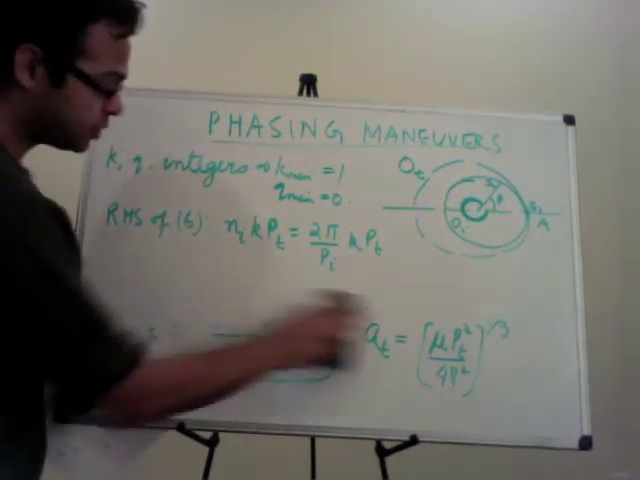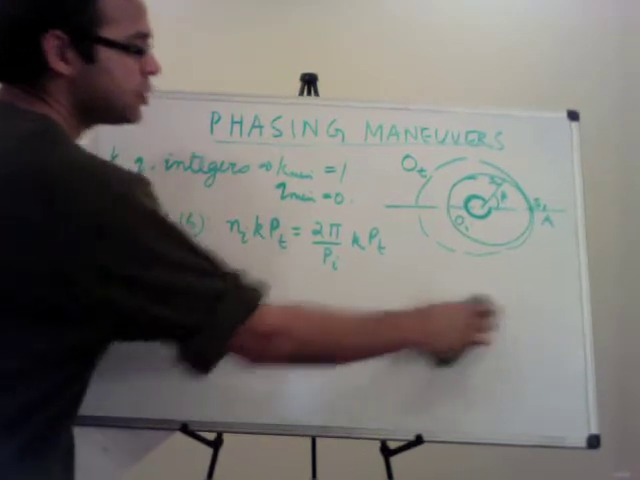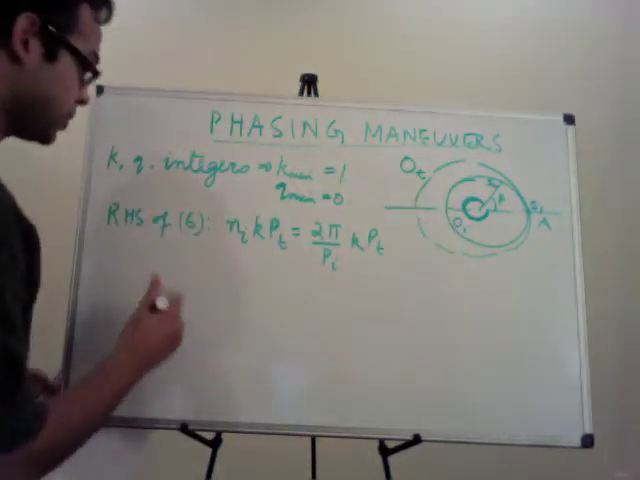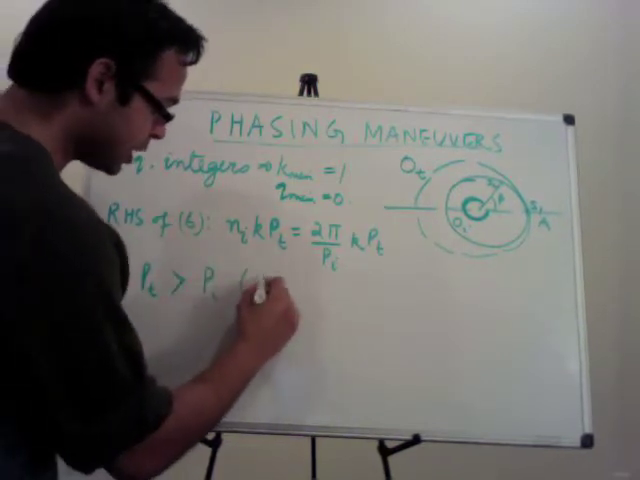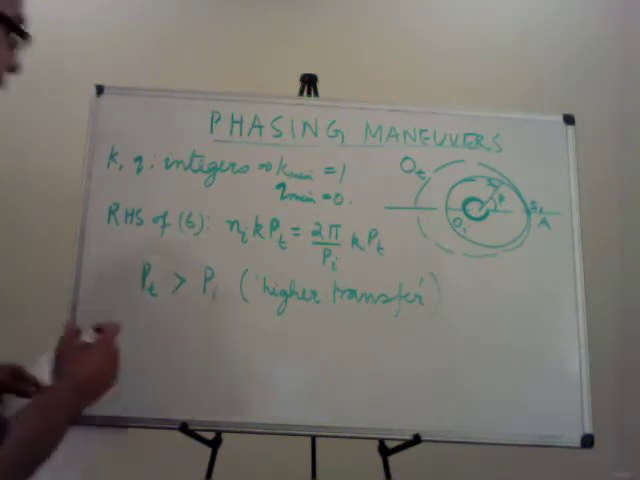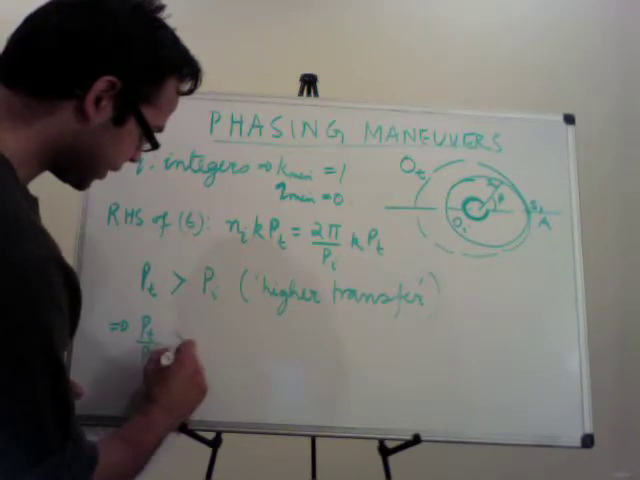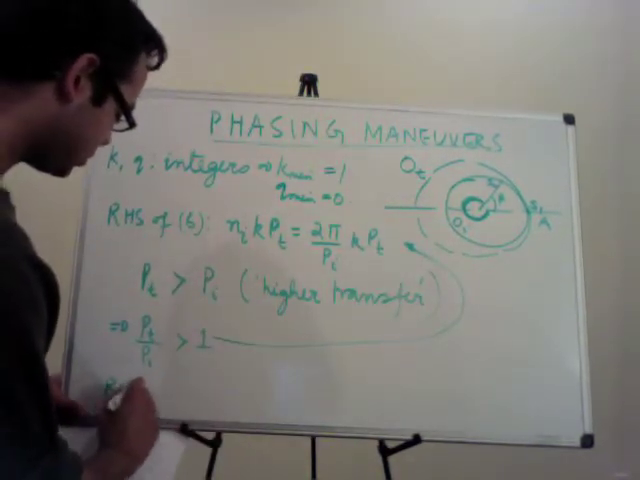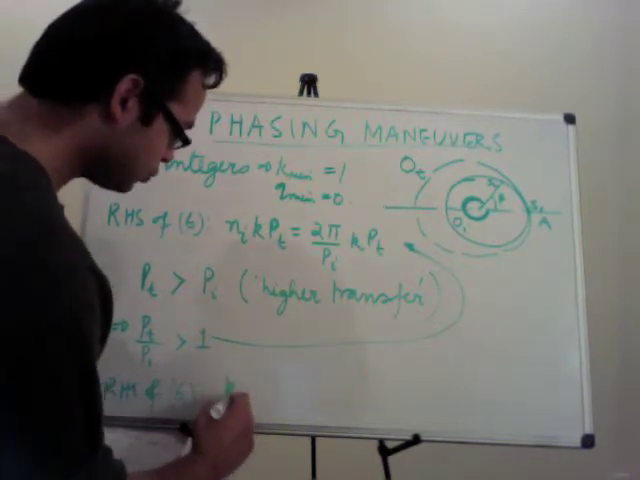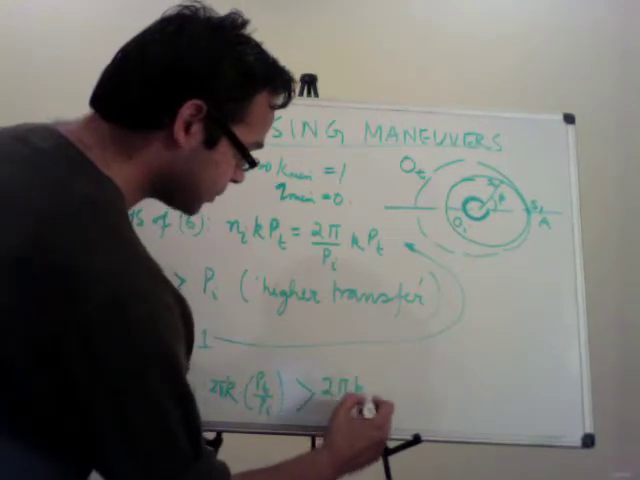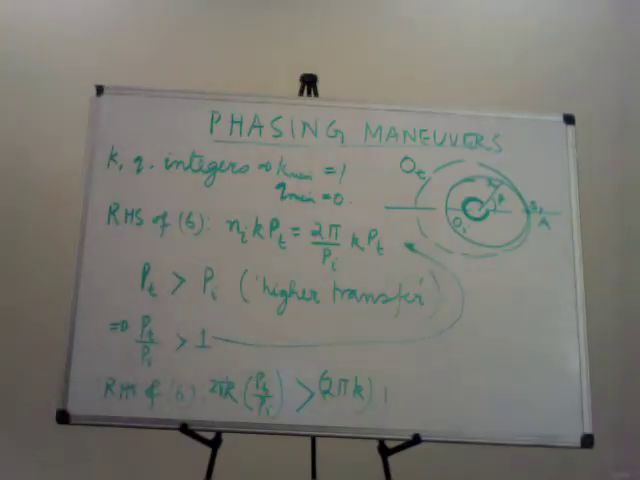Now, in the picture that you see in the top right, pt, which is the period of the transfer orbit, is greater than the period of the initial orbit because the transfer orbit is bigger than the initial orbit. So pt is greater than pi for the higher transfer orbit. What that tells us is that pt over pi is greater than 1. Now if I put this over here, I get that RHS of 6 is equal to 2 pi k times pt over pi, but pt over pi is greater than 1, and therefore the right hand side of equation 6 is greater than 2 pi times k.